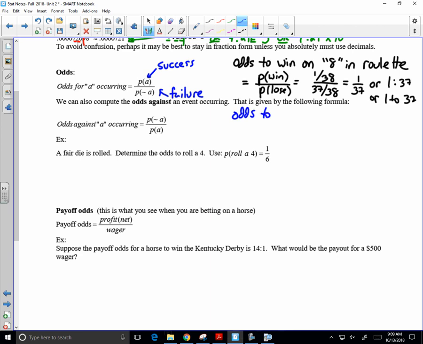Odds to lose on 8 in roulette. It's the same idea, it's just a reciprocal. I'll write out the steps, but all I'm doing is writing the bottom on the top and the top on the bottom.